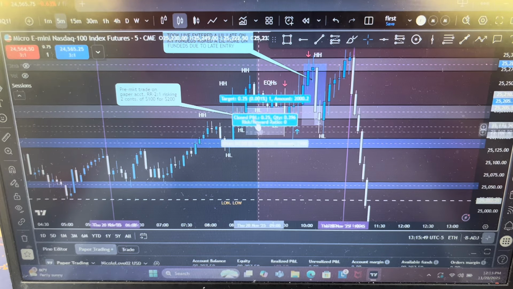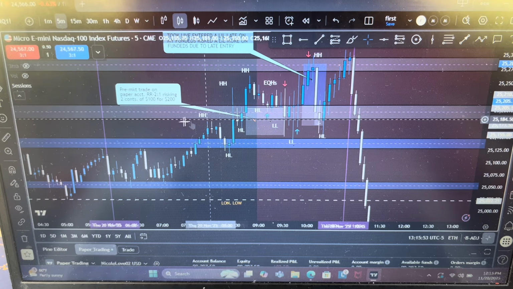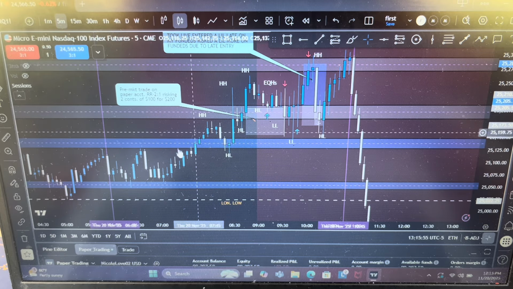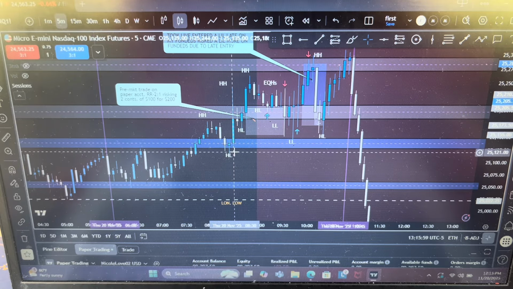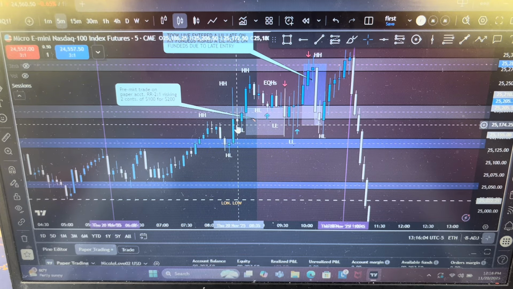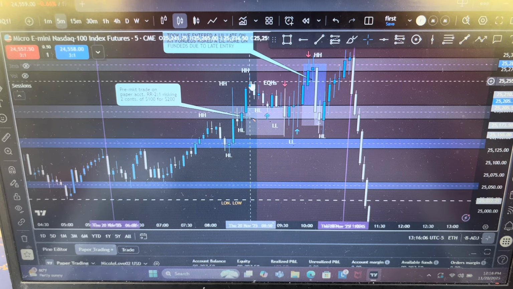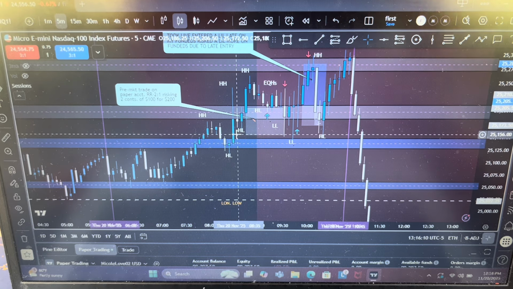So yeah, I marked up this demand trade right here. I noticed price created this demand zone after it broke through this key level. It came back down and retested it and created a nice demand zone. Price respected it, broke through another key level, came back down and tested a bullish order block.